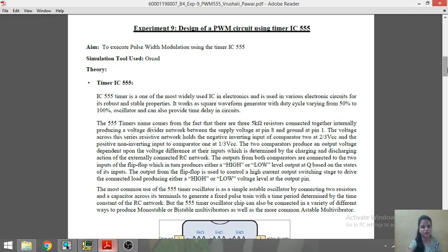The timer IC 555 is one of the most widely used ICs in electronics, and it's used in various electronic circuits for astable properties. It works as a square waveform generator with a duty cycle varying from 50% to 100%, as an oscillator. It can also provide a time delay in a circuit.